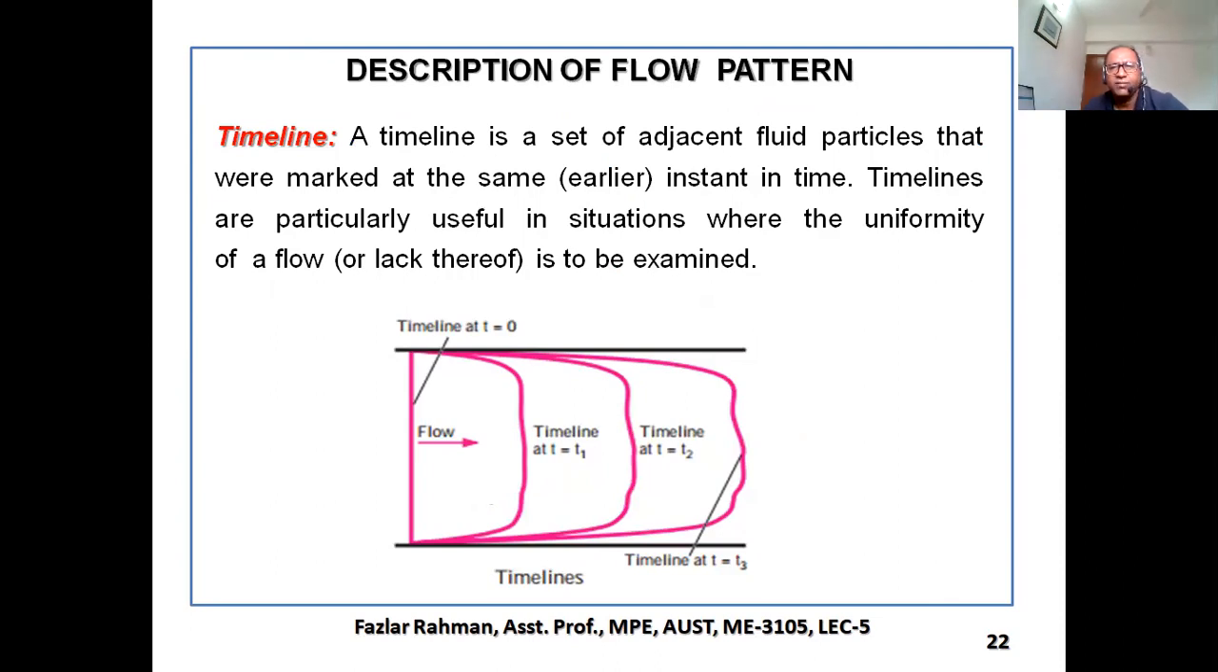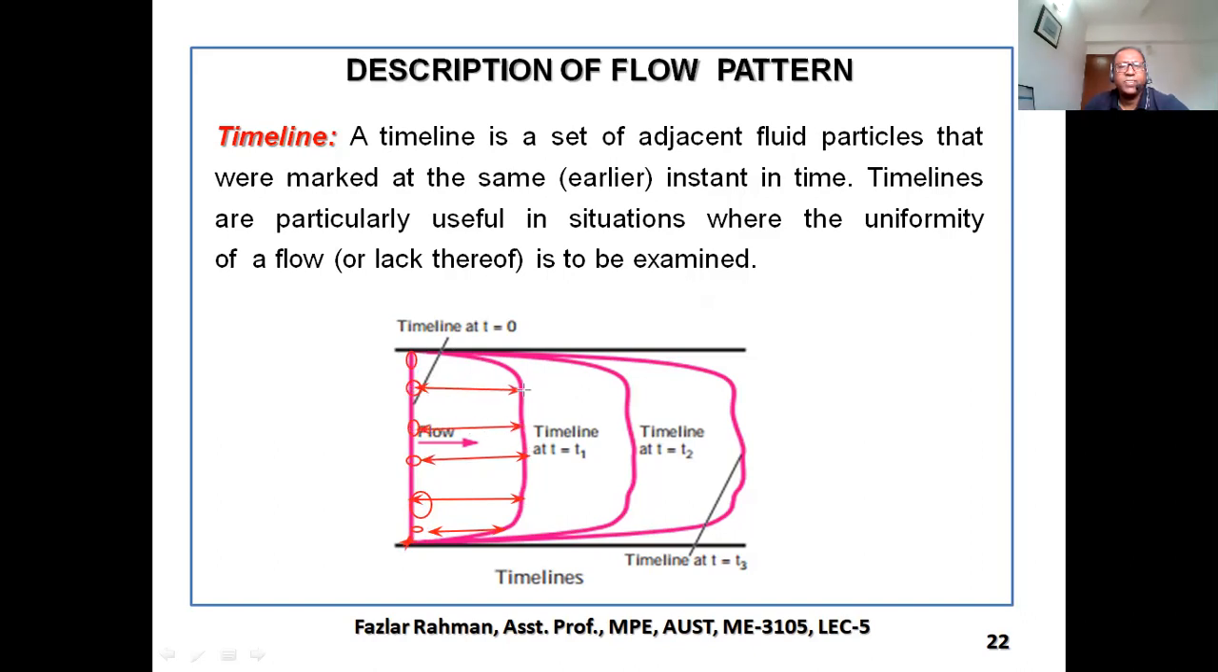Then timeline. What is the timeline? A timeline is a set of adjacent fluid particles. Adjacent fluid particles means, say, I have a group of fluid particles, and after time t, how do they travel along the stream? This fluid particle's velocity is almost zero because it is close to the wall. Same for this one, but if you consider the fluid particle a little bit away from the wall, it travels this much distance.